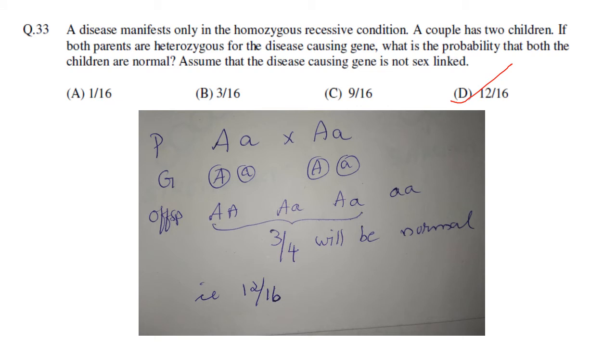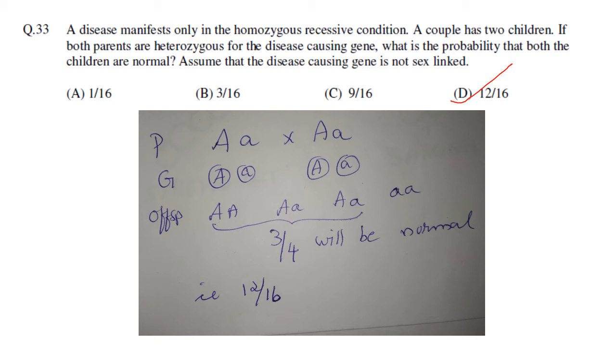Next one. A disease manifests only in homozygous recessive condition. A couple has 2 children. If both the parents are heterozygous for the disease causing gene, what is the probability that both the children are normal? Assume that the disease causing gene is not sex linked.